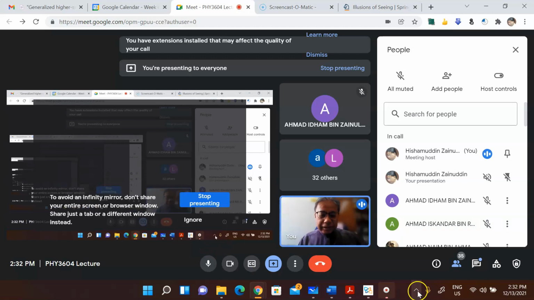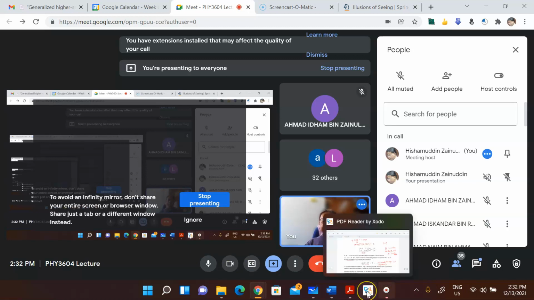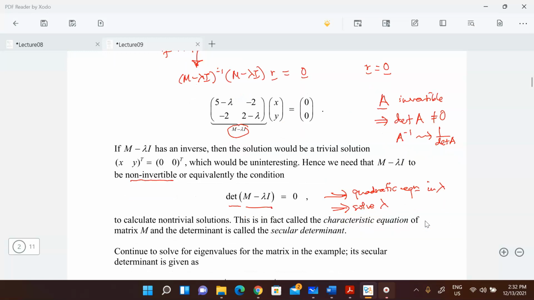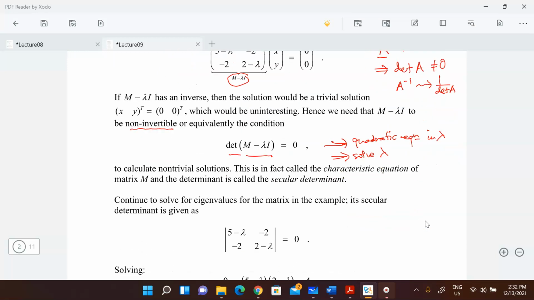Because now what we're doing is just giving you some extra understanding of this eigenvalue equation. So I do not need to go into the details of this particular example. Let me just give you some names so that you'll know what they are when people mention it. This whole equation is called the characteristic equation of matrix M, and the determinant is called the secular determinant, or sometimes the whole thing is called the secular equation.